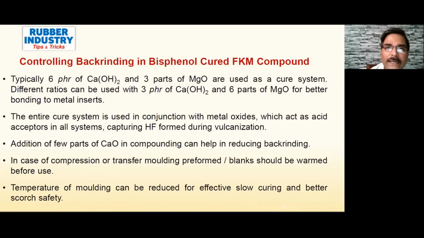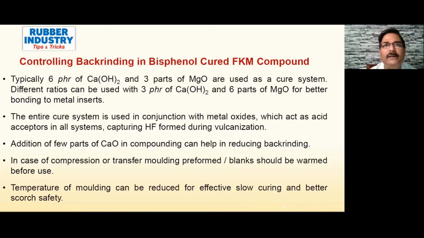To avoid backrinding, we need better scorch safety. A few actions can be taken to reduce or eliminate backrinding. Addition of a few parts of calcium oxide in the compound can help in reducing backrinding. In case of compression or transfer molding, preforms or blanks should be warmed before use.